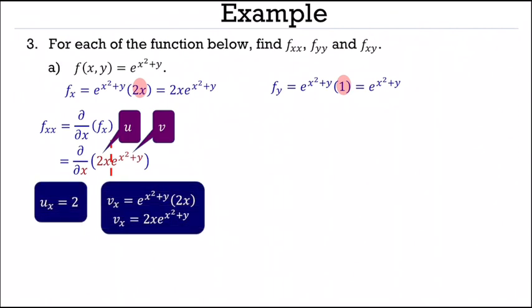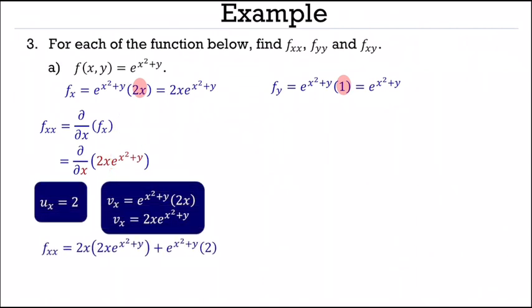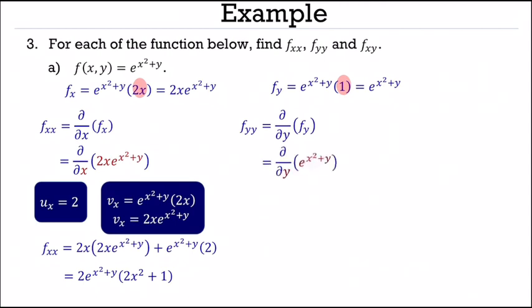Then find u sub x and v sub x and substitute them into the product rule. Now factorize the common factor to simplify the answer. For f sub double y, it equals the partial derivative of fy with respect to y. Then differentiate with respect to y. So the answer is just the exponent.